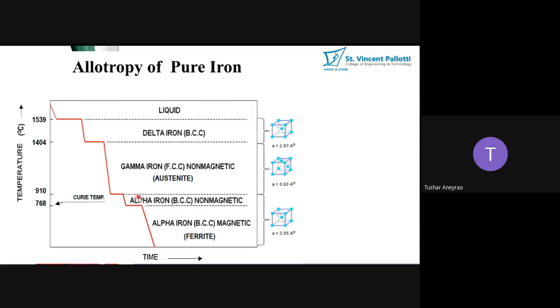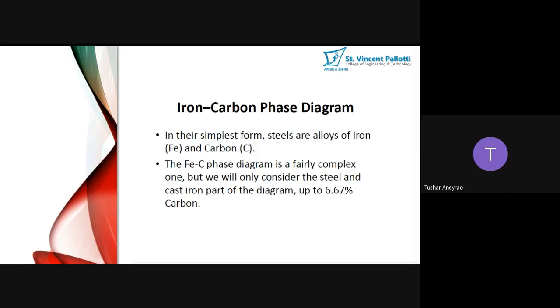That's why this phase is differentiated here. It is non-magnetic BCC iron, but below this the structure remains the same and it becomes ferrite, meaning it becomes ferromagnetic. So the ferromagnetic state of the iron is obtained at this particular stage. These are the various phases depending upon the crystal structure: liquid, delta, gamma, and alpha. I think we should move ahead.